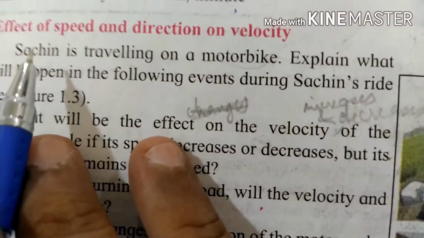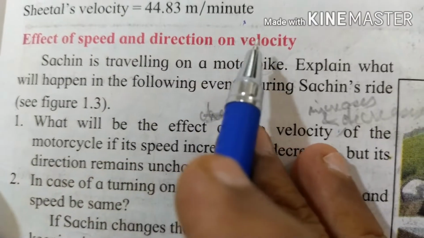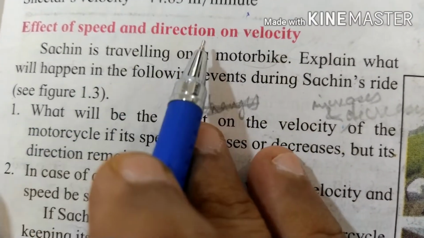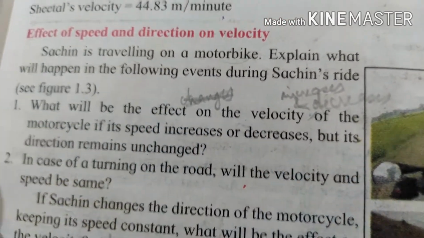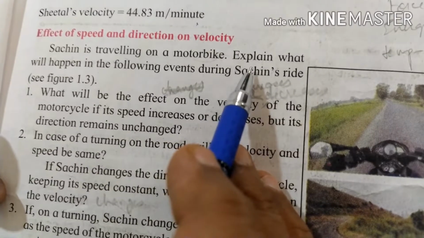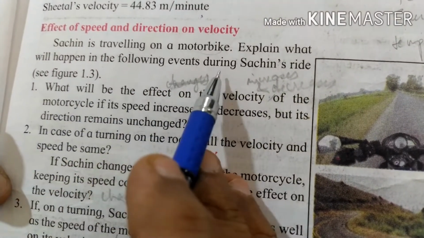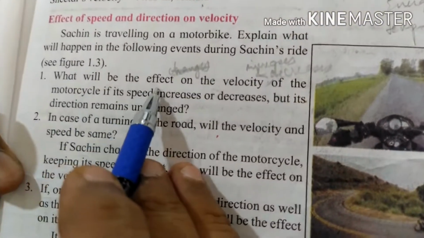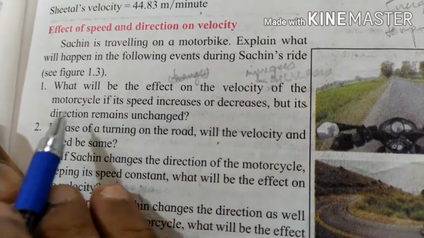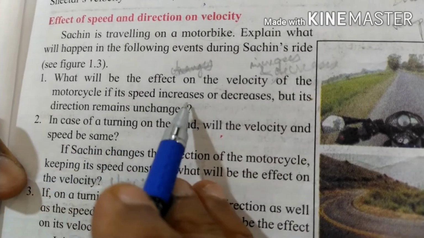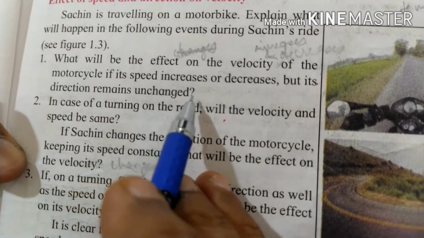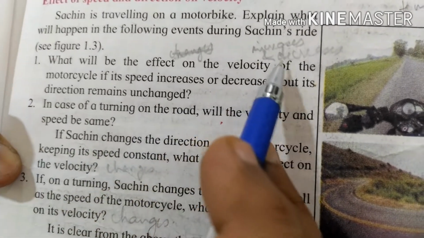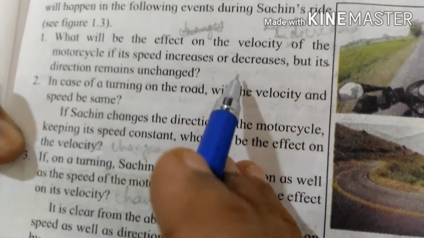Now the effect of speed and direction on velocity. What is the effect of speed and direction on velocity? You see here, Sachin is traveling on a motorbike. Some pictures are given to you. Now explain what will happen in the following events during Sachin's ride. See figure number 1.3. What will be the effect on the velocity of the motorcycle if its speed increases or decreases but its direction remains unchanged? The velocity will also increase or decrease.